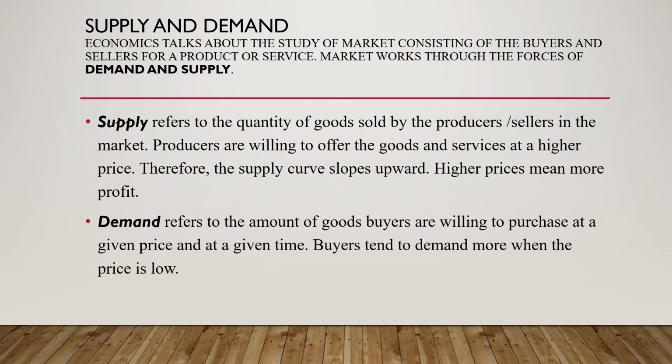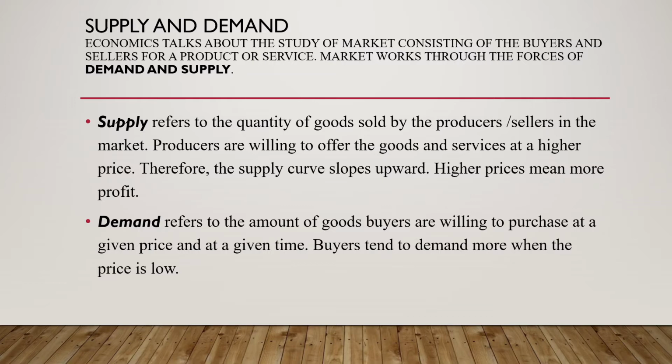Economics talks about the study of market consisting of the buyers and sellers for a product or service. Market works through the forces of demand and supply. Supply refers to the quantity of goods sold by the producers or sellers in the market. Producers are willing to offer the goods and services at a higher price. Therefore, the supply curve slopes upward. Higher prices mean more profit.